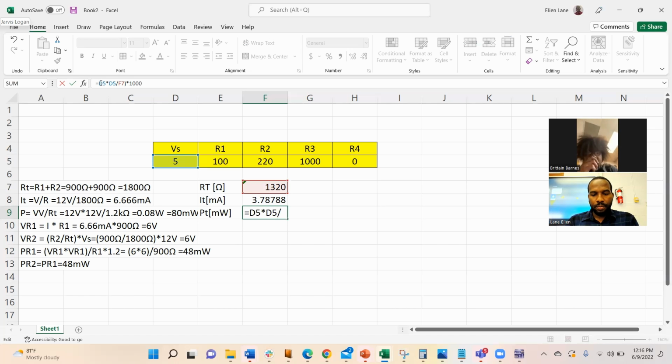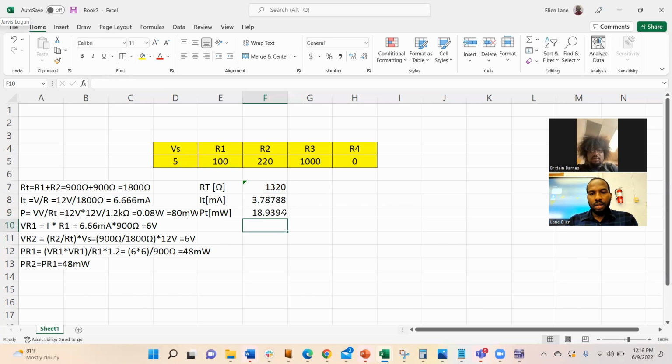So we have to convert each answer from milliamps to milliwatts? No, we don't have to, but sometimes you'll be asked to do it.